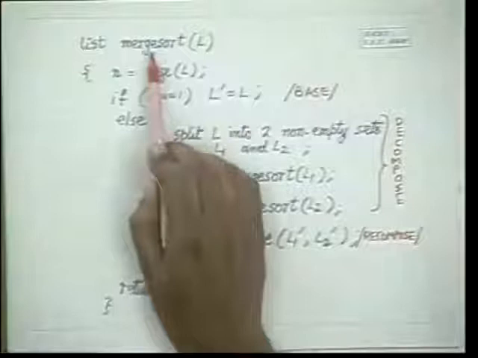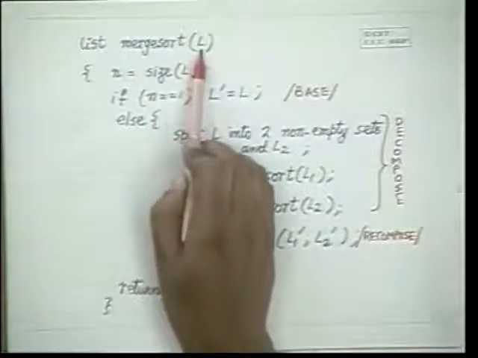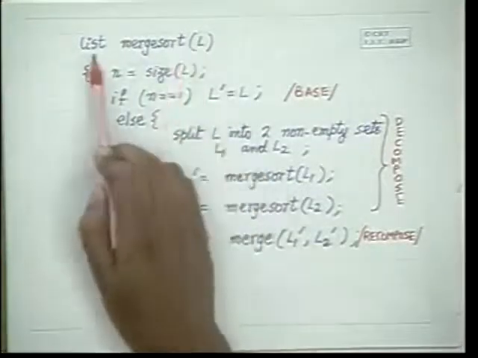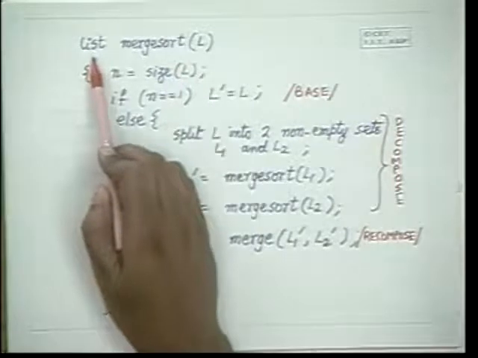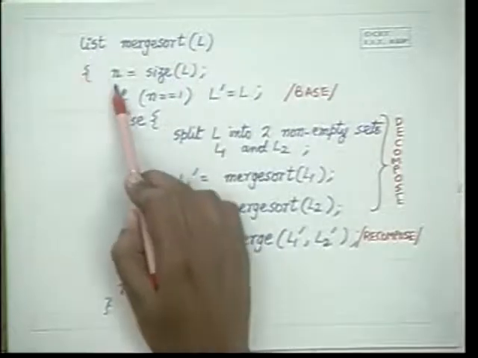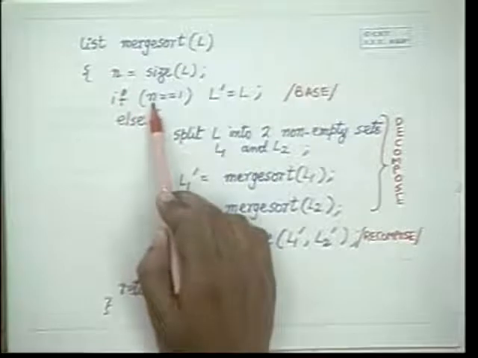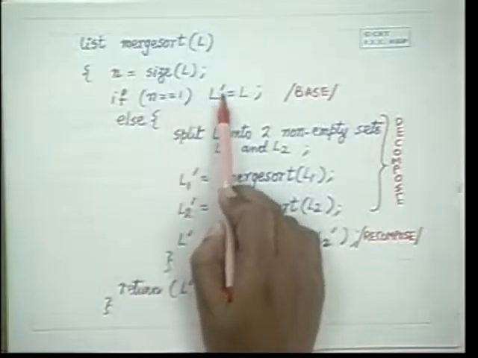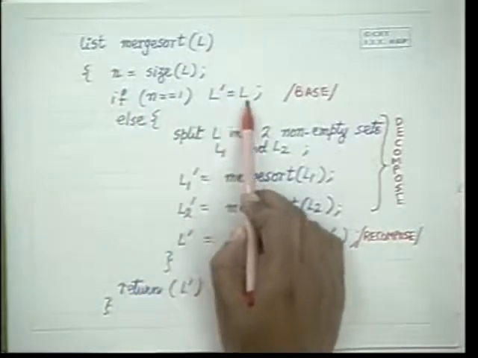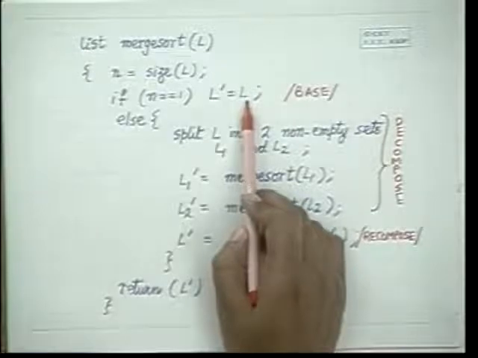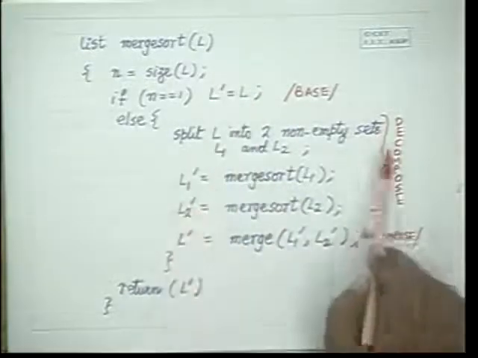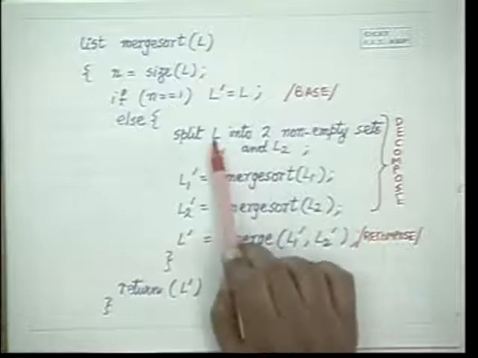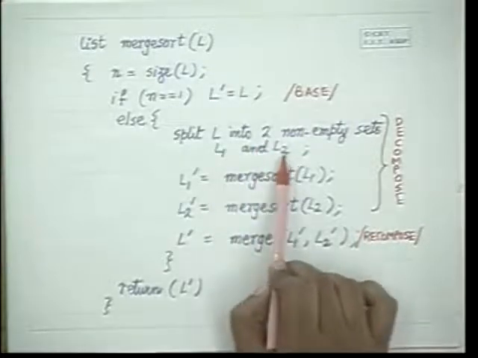The next was the merge sort, the split sort. Here again, the input L is a list of integers. What is returned is another list of integers. We have the base condition when n is equal to 1, the returned list is the same as the original list. That is, when one element is there, it is already sorted. In the inductive condition, we split L into two non-empty lists, L1 and L2.